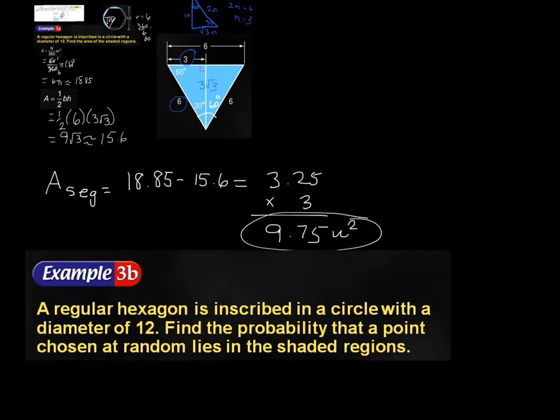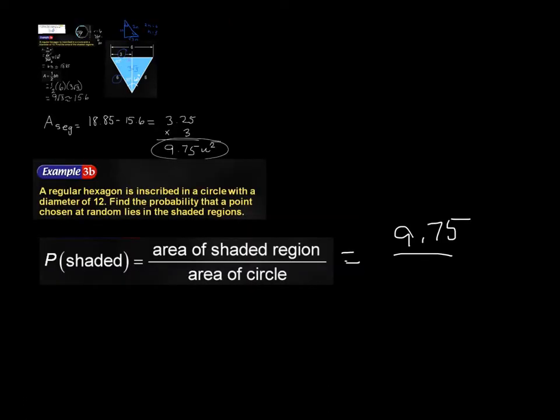Okay, so same beginning, regular hexagon inscribed in a circle, diameter 12. Find the probability that the point chosen at random lies in the shaded regions. And we know probability is favorable over total, so the favorable we just found was the 9.75. The area of the whole circle would be pi r squared, so our radius was 6, so 36 pi, which dividing it out on the calculator, I get about 0.086, which we don't expect it to be very likely. It's not very much space.